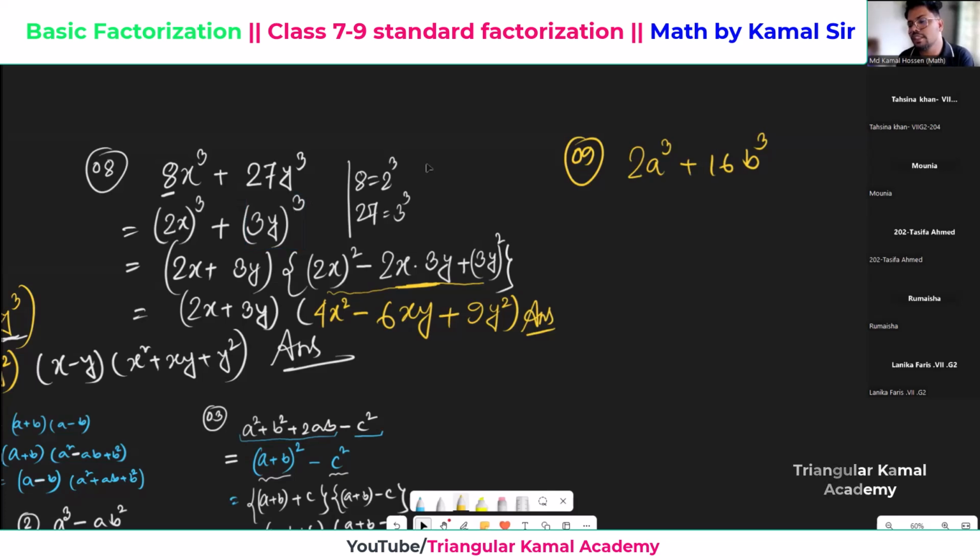Tasifa, is it possible? Lanika, is it possible?